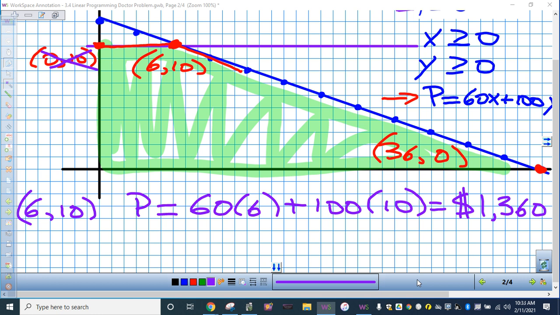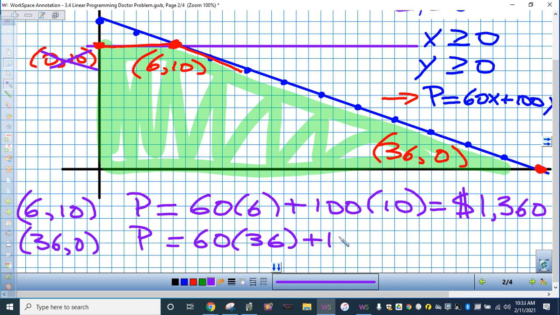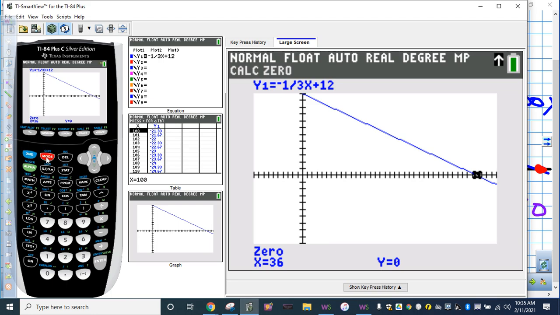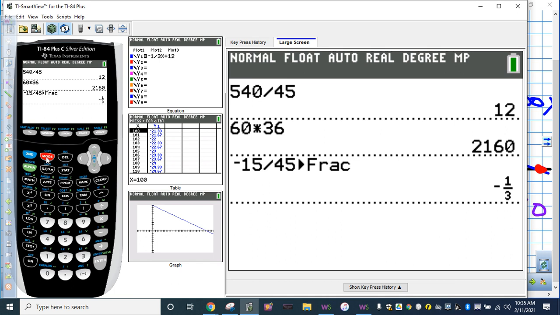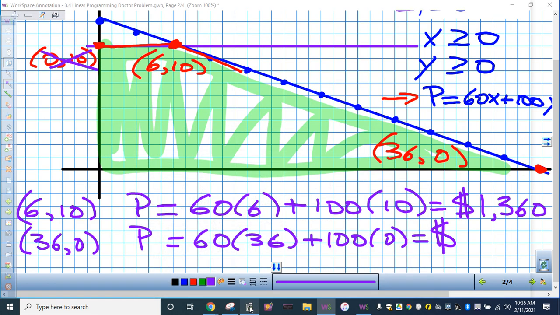Then I'm going to plug in 36, 0 as well. So 60 times 36 plus 100 times 0. Don't forget those dollar signs, right? I just do it automatically and sometimes almost forget about it. But 60 times 36, 2160. So clearly that one is the best. Make like $700 more.